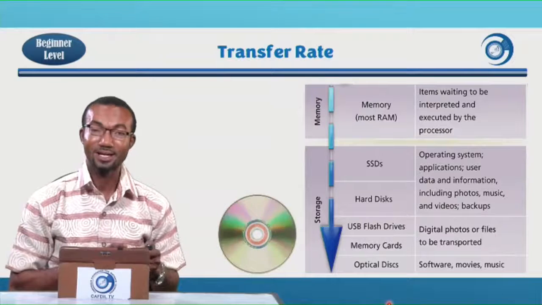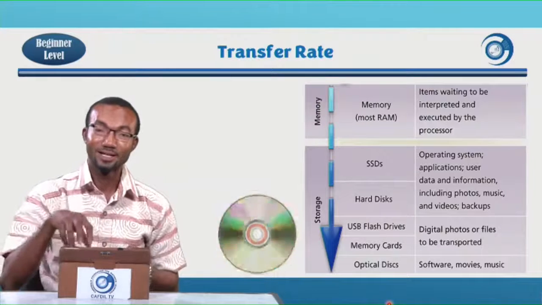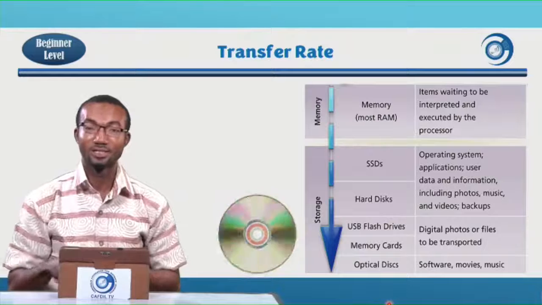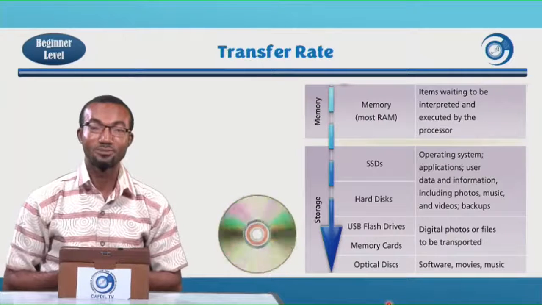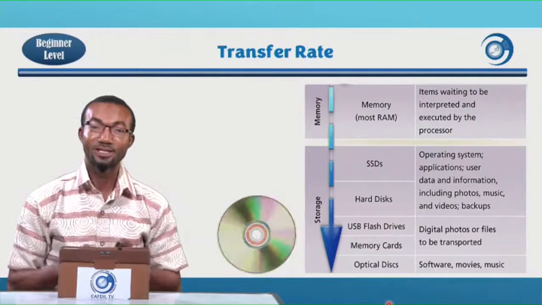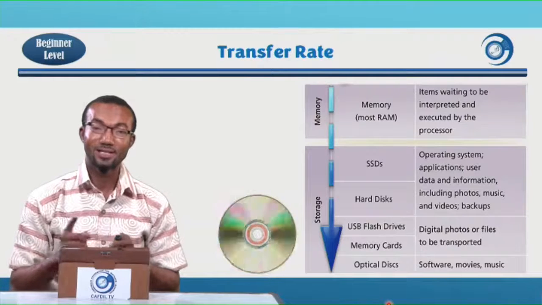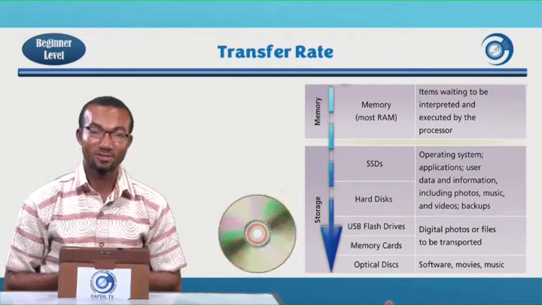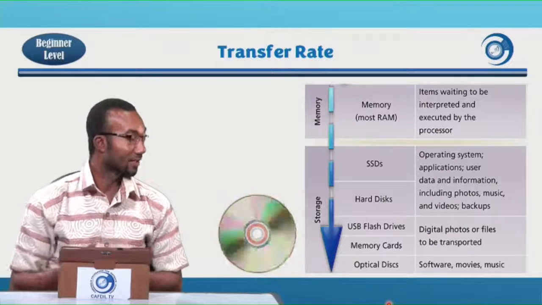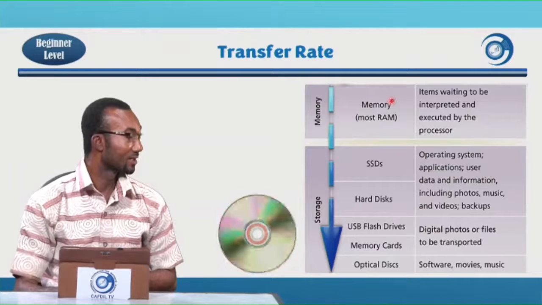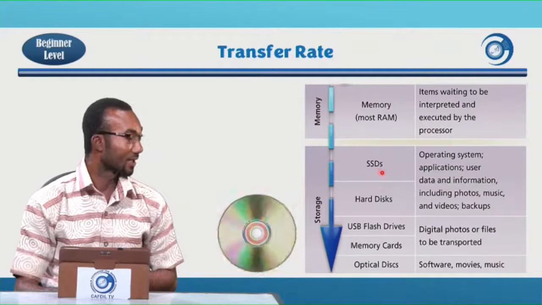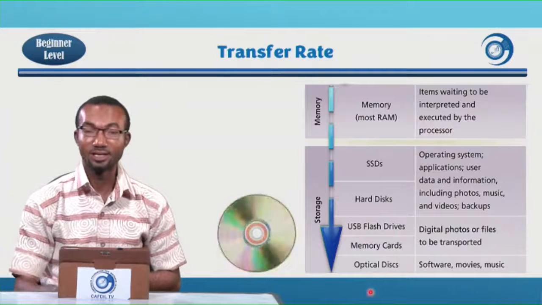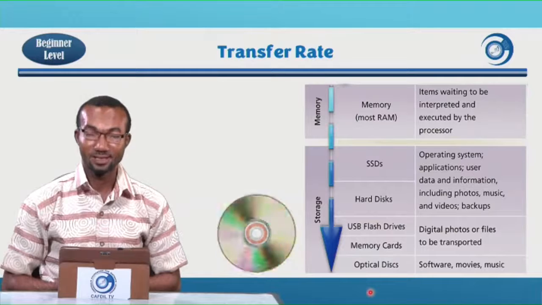So the access time, we look at the time it takes a storage device to locate information on a storage medium, and the transfer rate, how fast data moves from one media to another media. That is what we call transfer rate. And these are the rankings. The RAM comes first, the SSD comes second, hard disk third, pen drives fourth, memory card fifth, and then CDs, DVDs, and Blu-rays come sixth. Good.